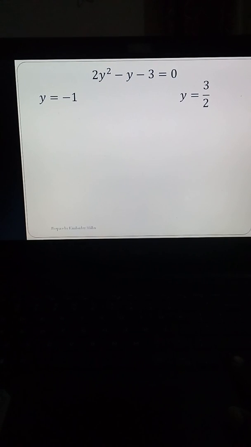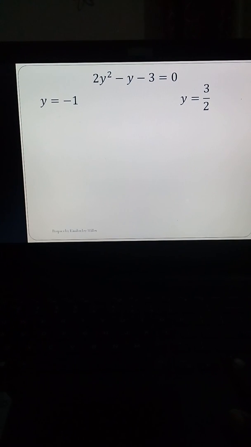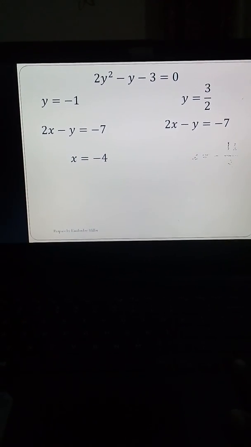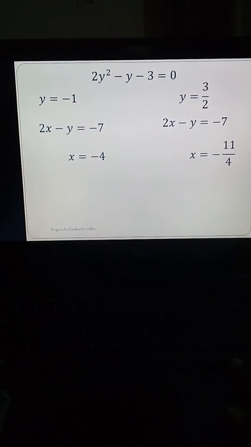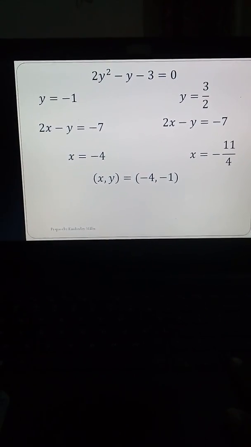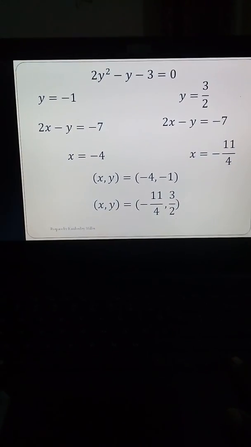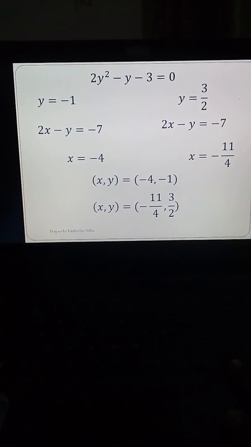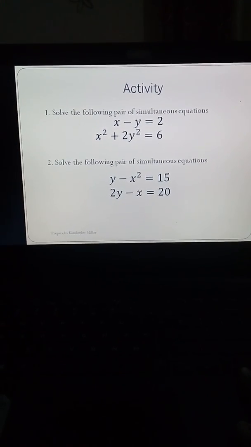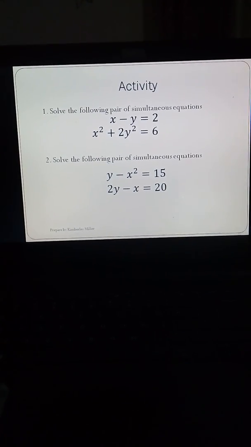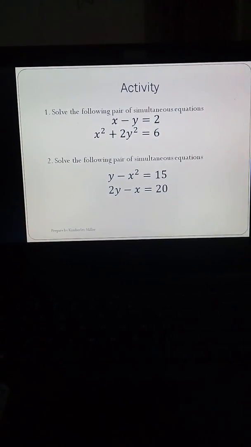So y is equal to negative 1 and y is equal to 3/2. Then you are going to find the corresponding value for x. So that is one pair of solutions, and this is another pair of solutions. So this is your activity to complete. You are going to find the value for x and also y in both of these equations.